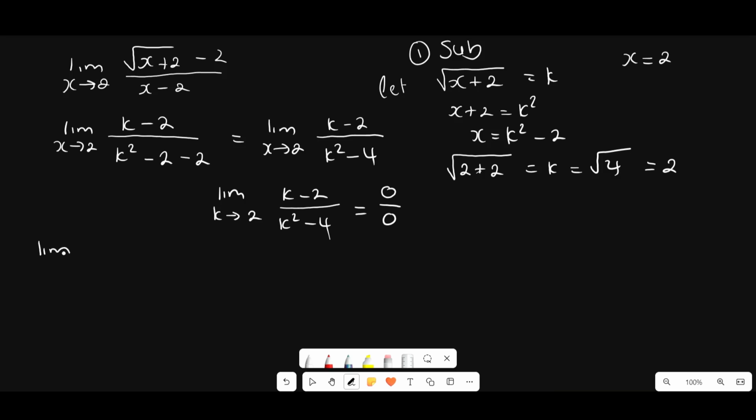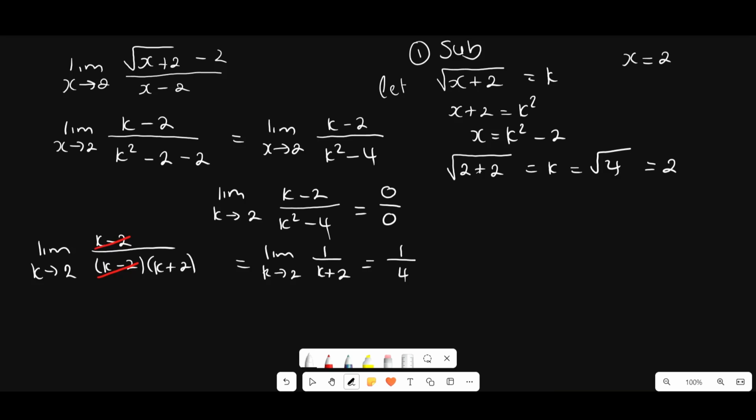That means it will be the limit as k approaches 2 of k minus 2. Here we do not have any square root, so what's on top will also be here at the bottom. Therefore I'll have k minus 2 times k plus 2. I can remove these two because they are common, and hence I'll have the limit as k approaches 2 of 1 over k plus 2. If you do that direct substitution, you should get 1 over 4, right? So that is how you do a substitution method.